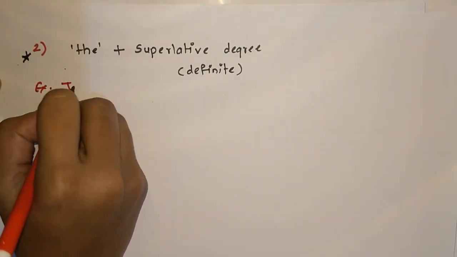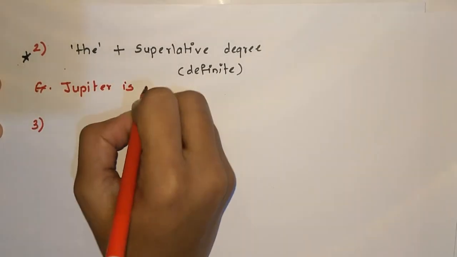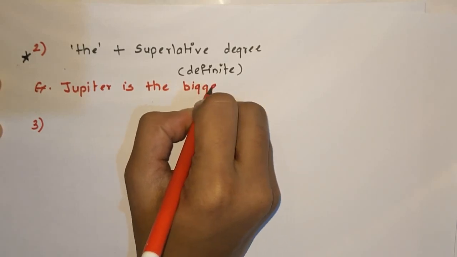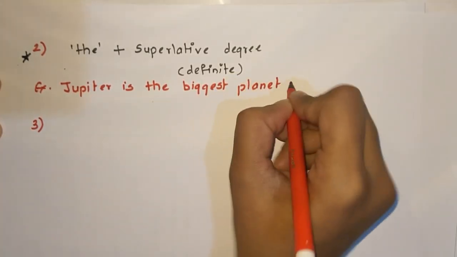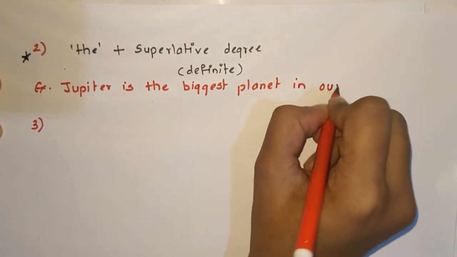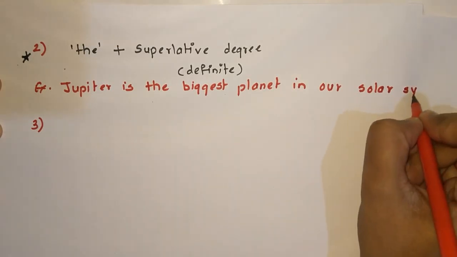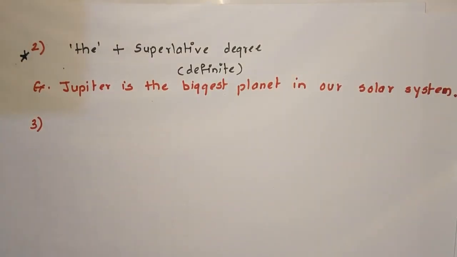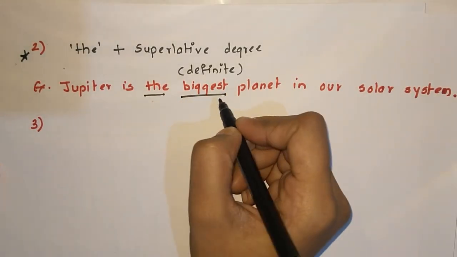Let's see the example. Jupiter is the biggest planet in our solar system. So we always use the before superlative degree.